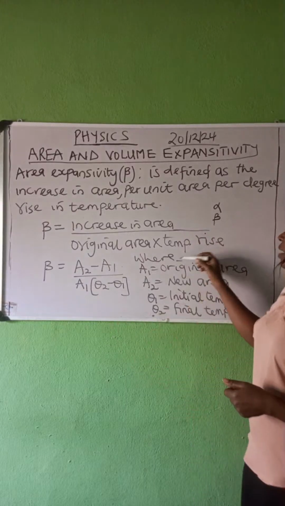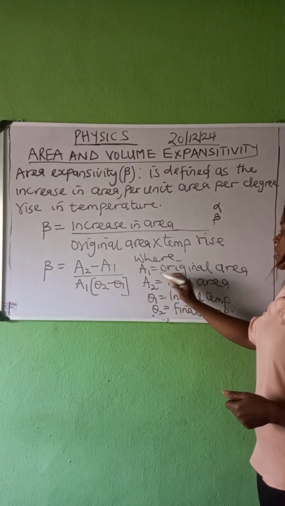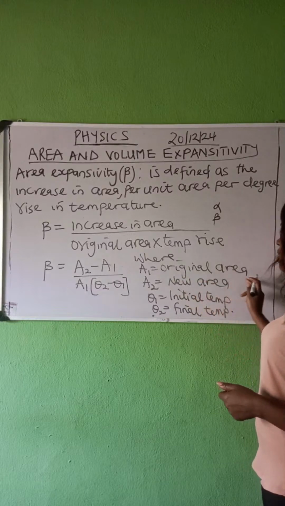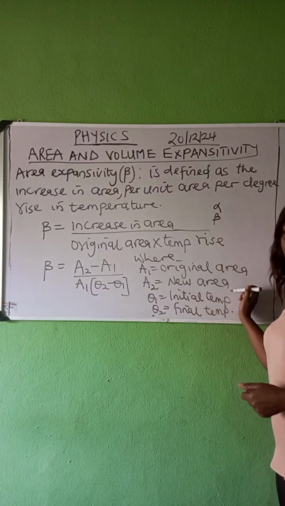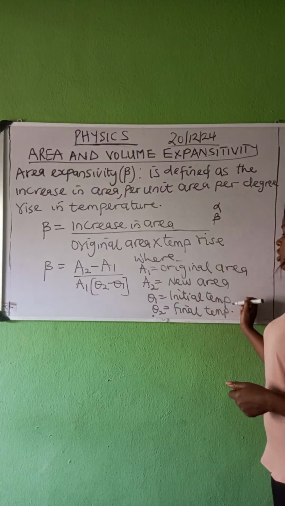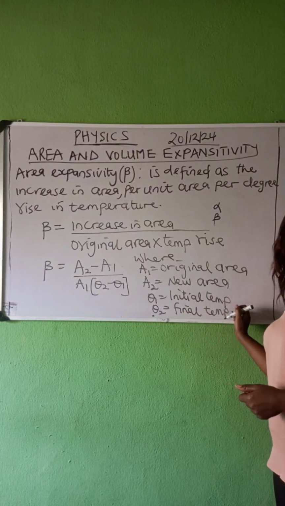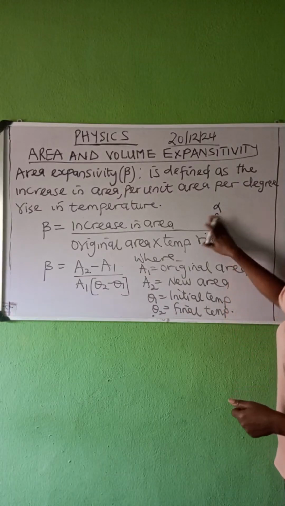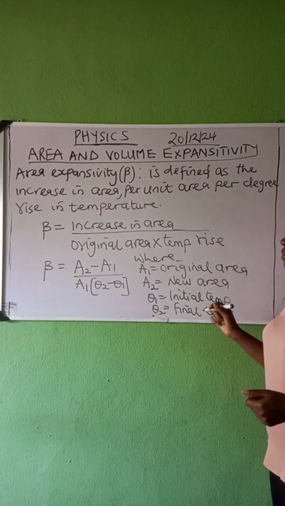Okay? Now, what does this A1 stand for? A1 stands for original area, while A2 is new area. Theta 1 is initial temperature, while theta 2 is what? Final temperature.